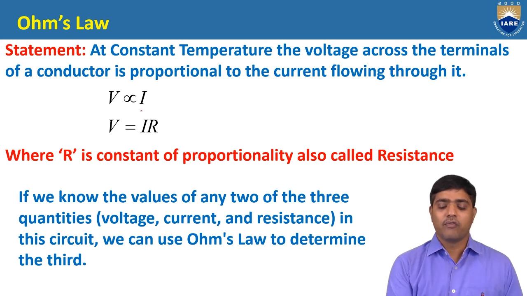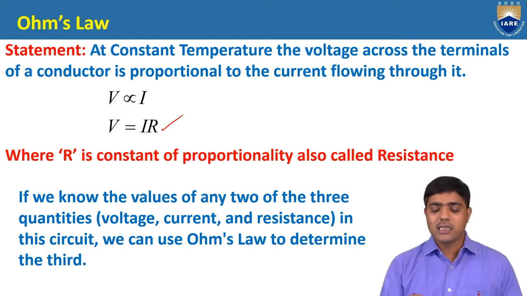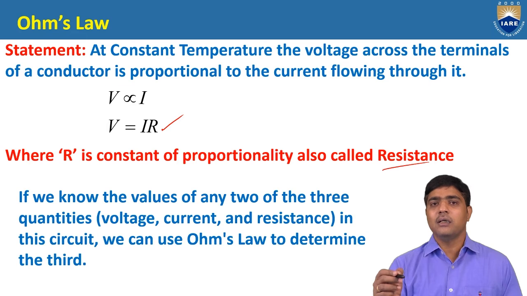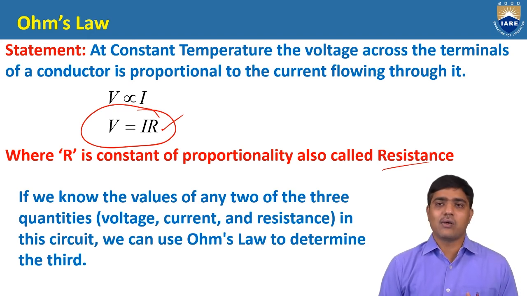So we can write it as V is proportional to I, and V equal to IR, where R is nothing but the constant of proportionality, also called the resistance. What is the resistance that we already defined? It opposes the flow of electric current, or the flow of free electrons. So by using Ohm's law, V equal to IR, if you know any two quantities, such as the voltage and current, you can calculate the resistance offered by the circuit, or if you know the current and resistance, you know the voltage applied to that particular circuit. So you can utilize Ohm's law in different ways.